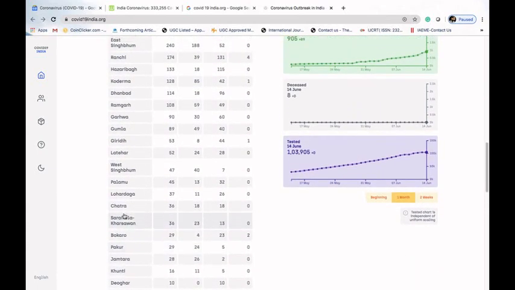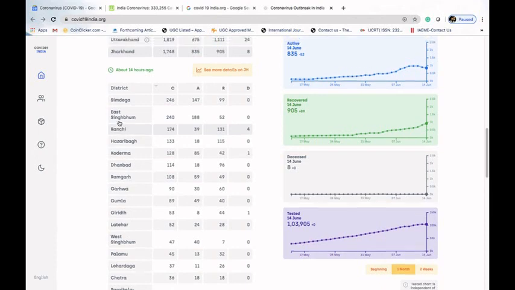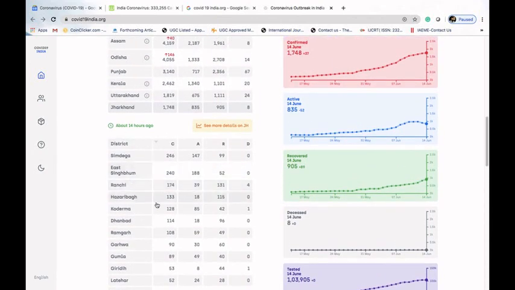So this is the capital of Jharkhand. We can click on Ranchi and get the information about Ranchi. The total number of confirmed cases in Ranchi is 174. The total number of active cases in Ranchi is 39, and so far 131 people have recovered.